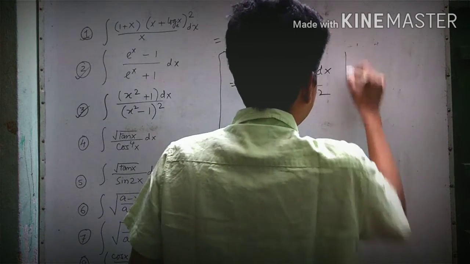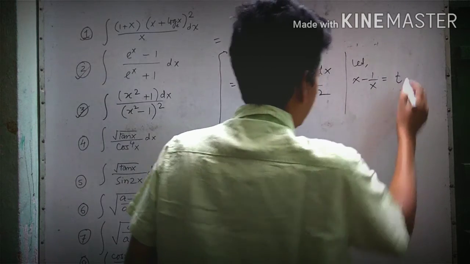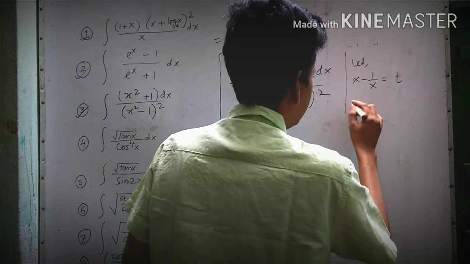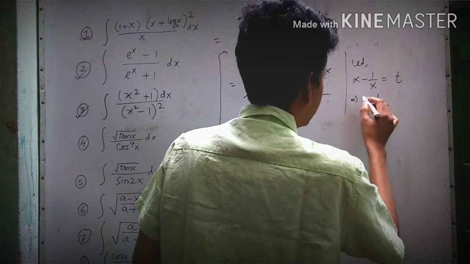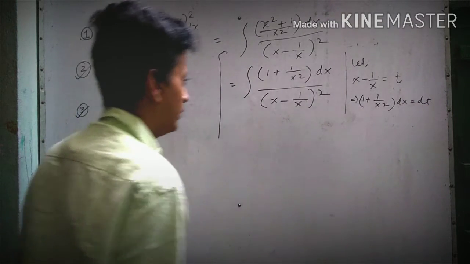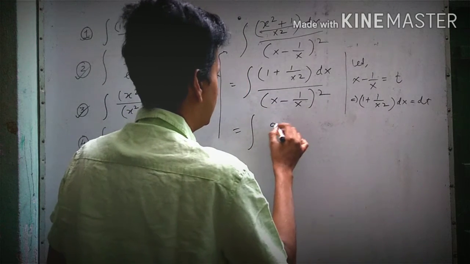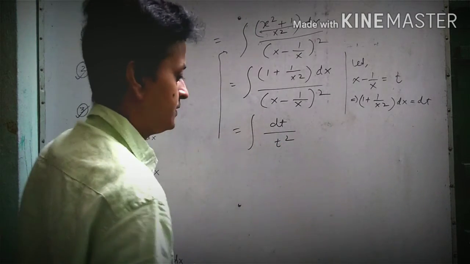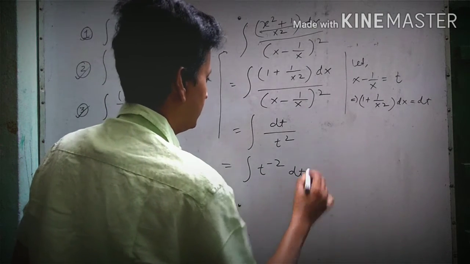Suppose x minus 1 by x equal to t. Now differentiating we get (1 plus 1 by x square) dx equal to dt. Now we put the value of (1 plus 1 by x square) dx, we get dt by t square, that is integration of t to the power minus 2 dt.